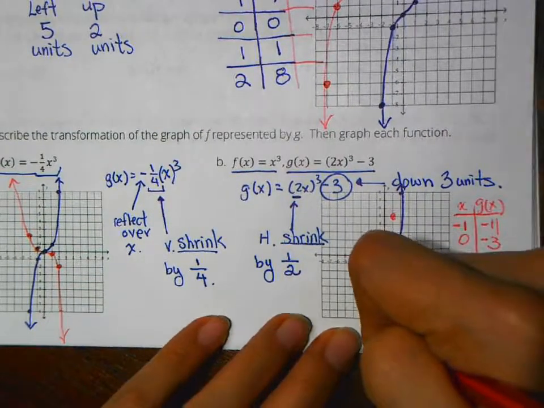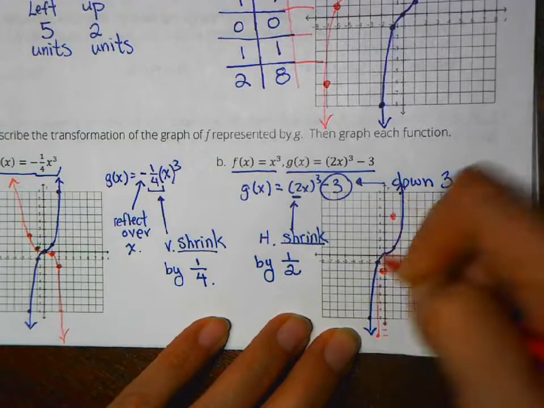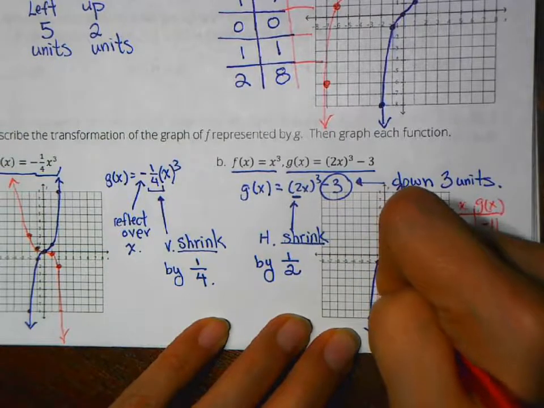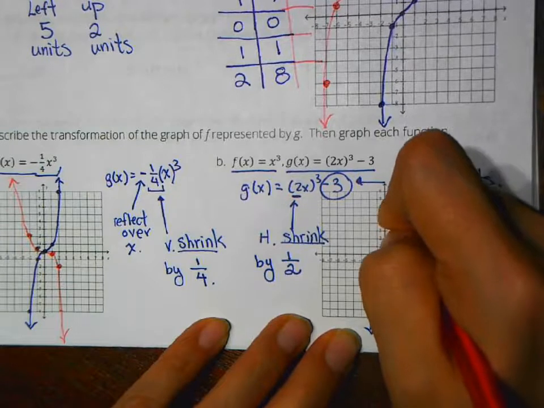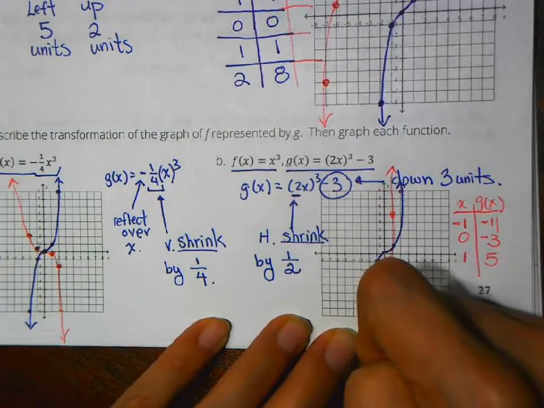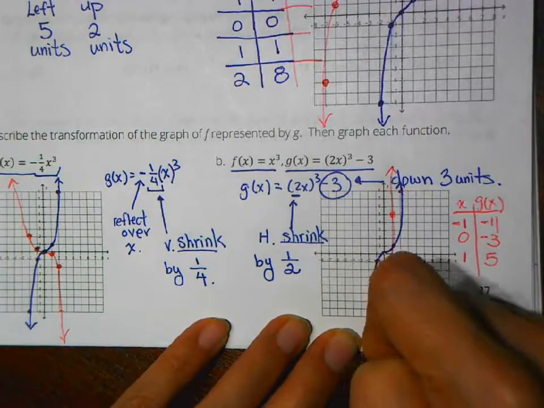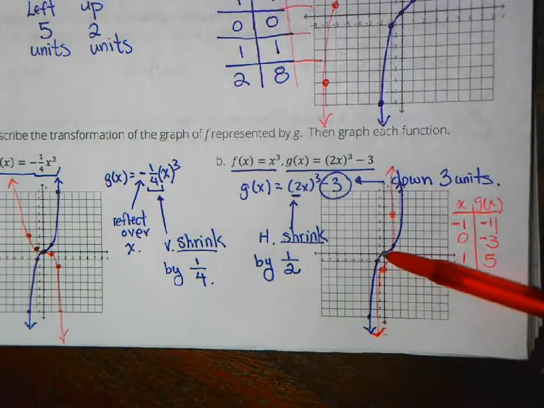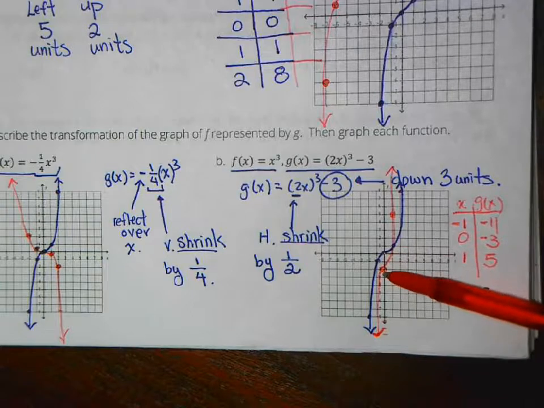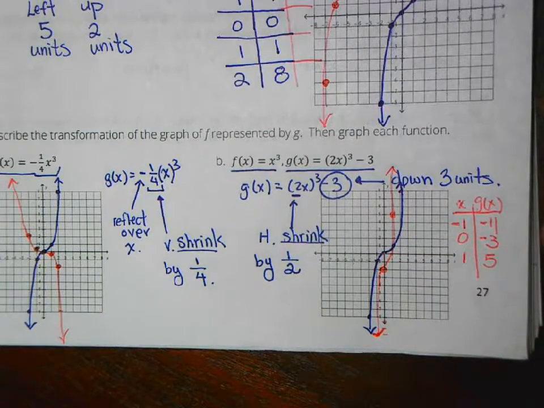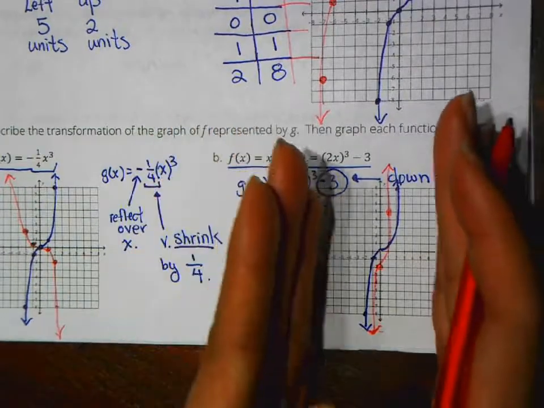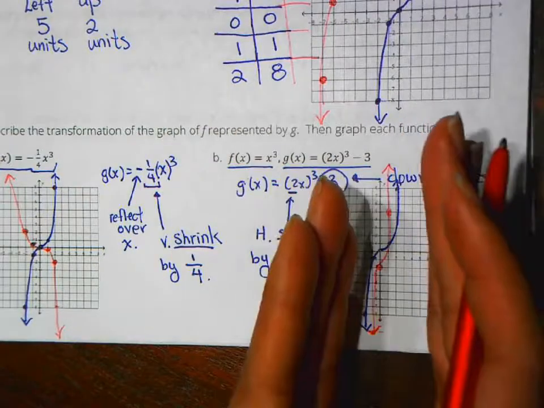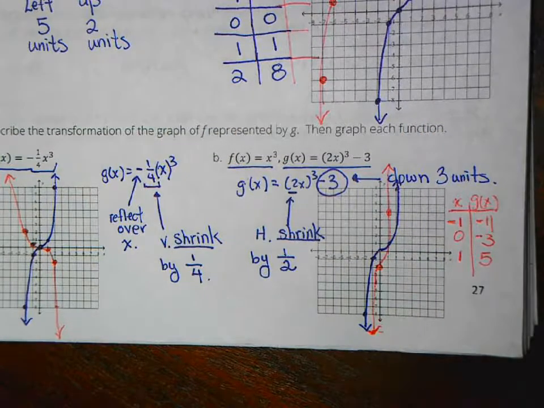Okay, so connecting those, you kind of got a horizontal shrink. You moved it down 3 units, so that 0 point now is down here. It shrunk horizontally, so it got squished closer to the y-axis.